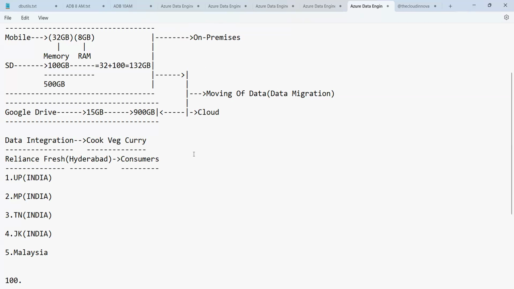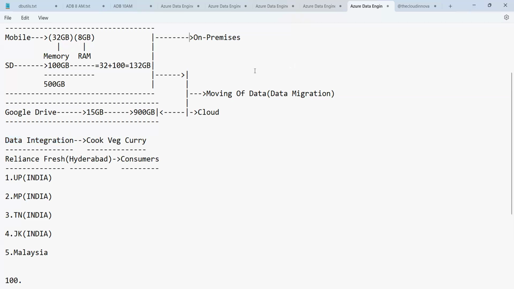Data migration process. Whenever we get the data from various locations and keep it available at a place for the user, this process is called as what? Data integration process. This is called data integration process, guys.